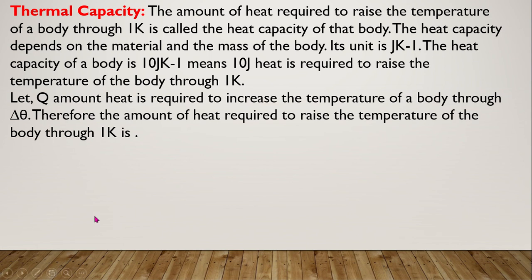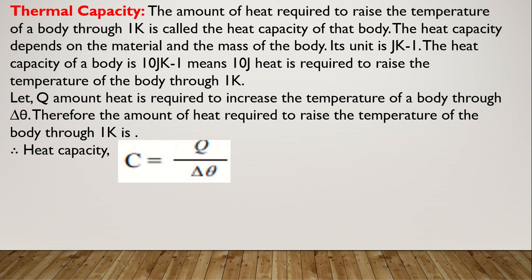You must memorize it. So let Q amount of heat be required to increase the temperature of a body through del theta. Therefore, what is the amount of heat required to raise the temperature of the body through 1 Kelvin? Q by del theta. That means for raising del theta temperature, Q amount of heat is required. So for raising 1 Kelvin temperature, Q by del theta heat is required. In this way, we get C equal to Q by del theta, where C is the thermal capacity.